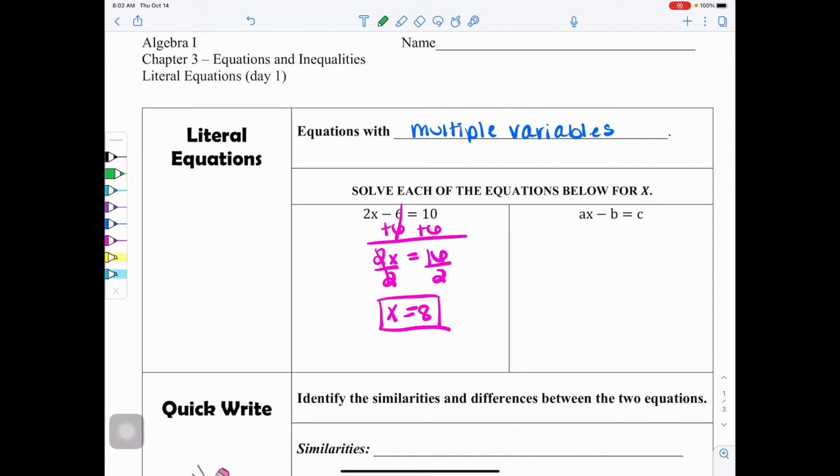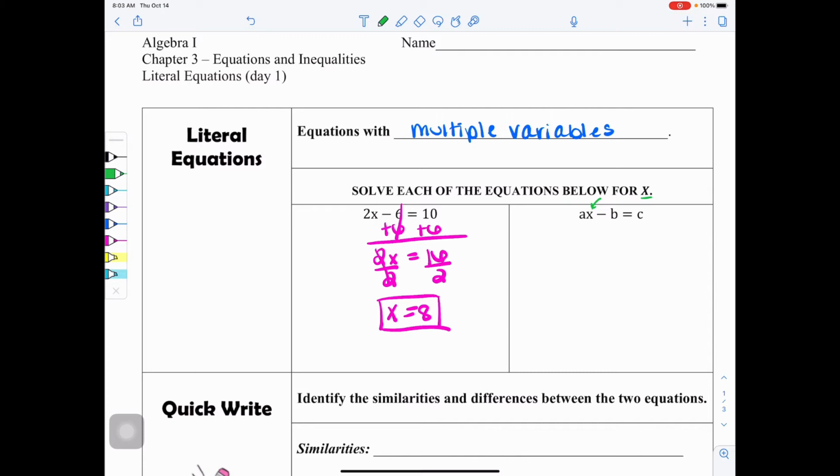We have to solve the equation for x. So when you see that, you want to think of x as your only variable, and everything else acts the same way the numbers do. I need to get x all by itself. I need to move everything else to the other side.